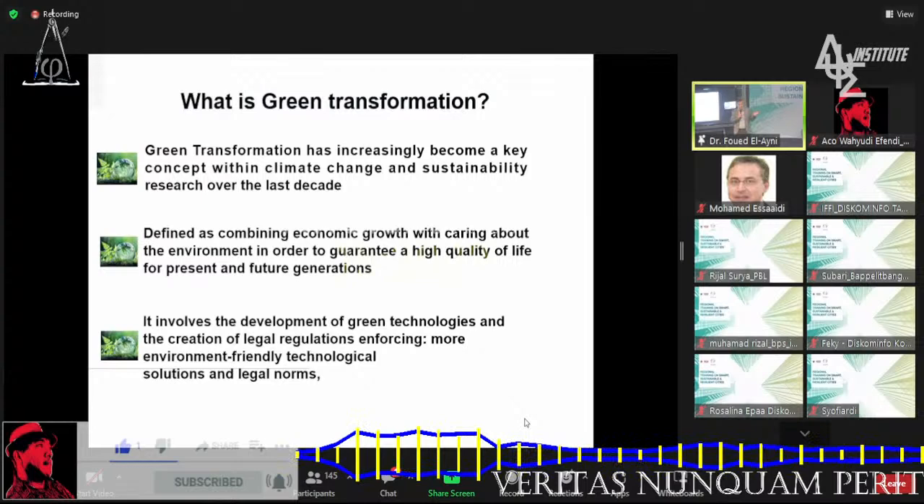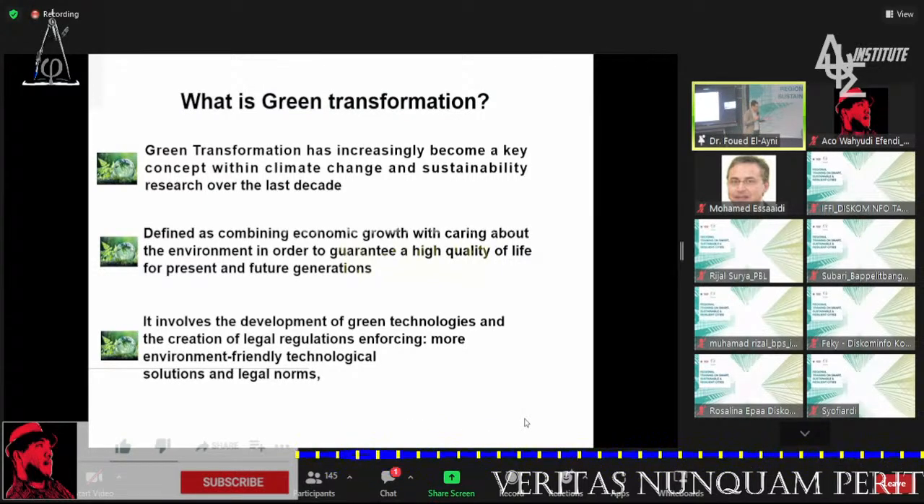We saw in the former presentation that if we develop the concepts of smart city, resilient city, and sustainable city, we can deal with many sustainable development goals, at least I think 13 of them. So this can also be a solution for green transformation and for being more environmentally friendly.